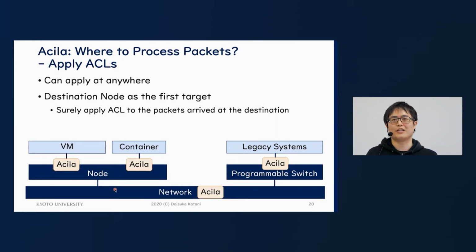So where to apply ACLs? This can be applied anywhere. However, for us, we decided on the destination node as our first target. So other places, such as the source workload or in between networks, are also other options that are possible.